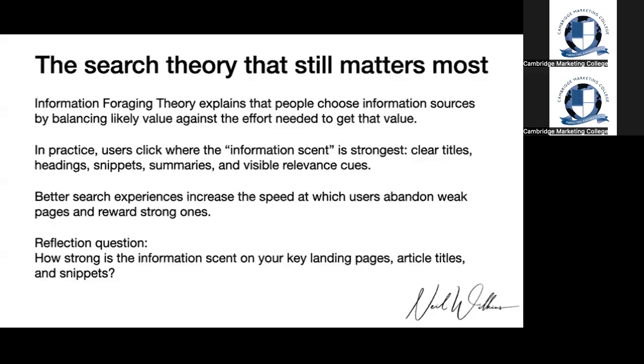And this is this idea of information scent. So in practice, somebody coming to your website is going to be looking for clear titles, clear headings, snippets, summaries, and importantly, visible relevance cues. This is information scent. I always call this the hook. So what is that thing that gives you that initial impression? Now, that is still very, very important. Better search experiences from a human perspective will increase the speed at which you lose somebody if you don't do it right, but actually then draw somebody deep into the experience if you get it right.